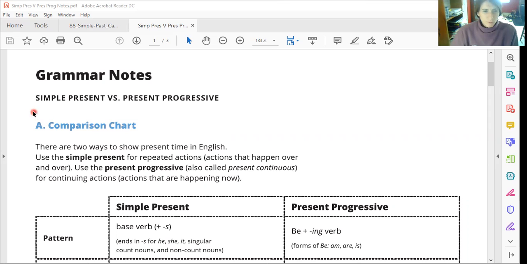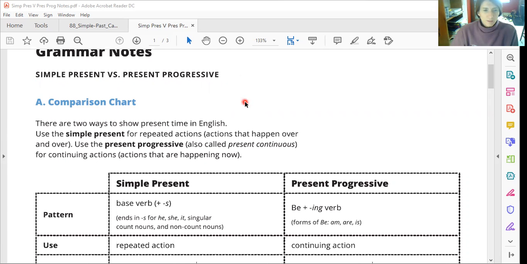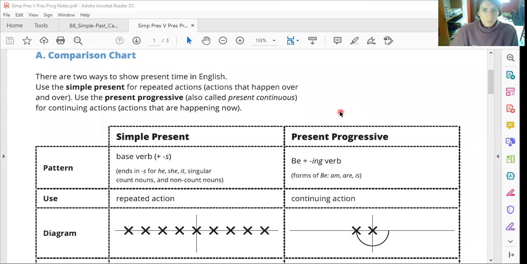Okay, we're going to review simple present and present progressive verb tenses. So let's first compare them. There are two ways to show present time in English. Use the simple present for repeated actions, which are actions that happen over and over again. And use the present progressive, which is also called present continuous, for continuing actions, actions that are happening now.